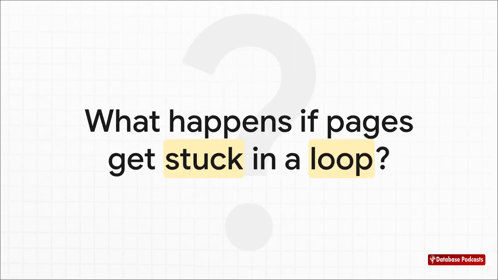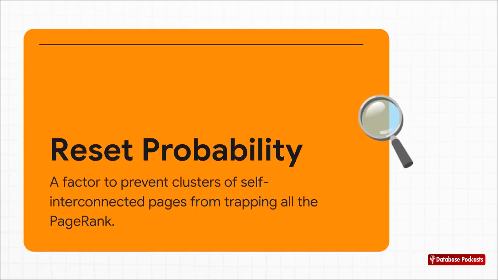But wait a minute. This brings up a pretty interesting problem, right? What if you have a small cluster of pages that only link to each other? Couldn't they just pass their PageRank back and forth forever, basically hoarding all the influence and becoming what's called a rank sink, leaving the rest of the network totally dry? The solution to this is actually brilliant. It's called a damping factor, or a reset probability.